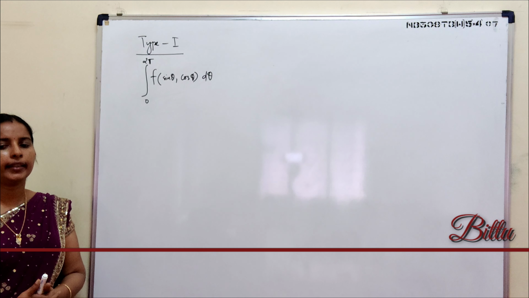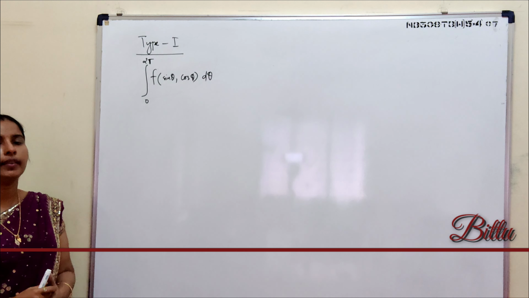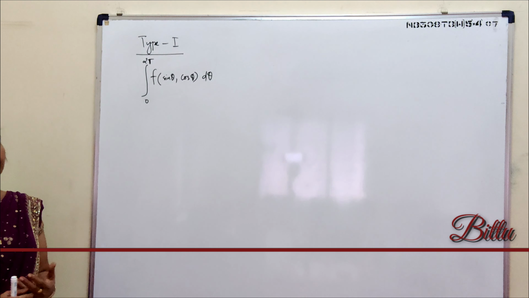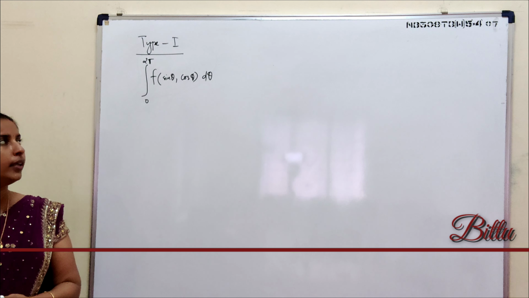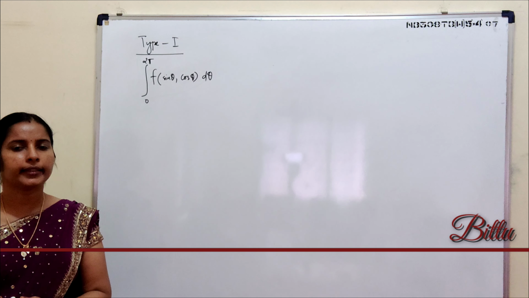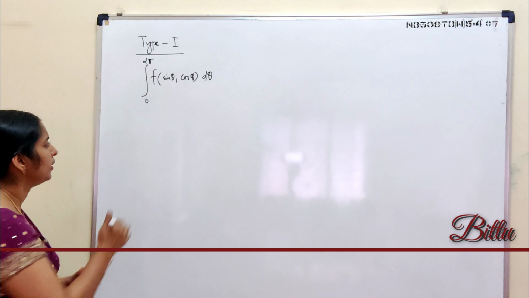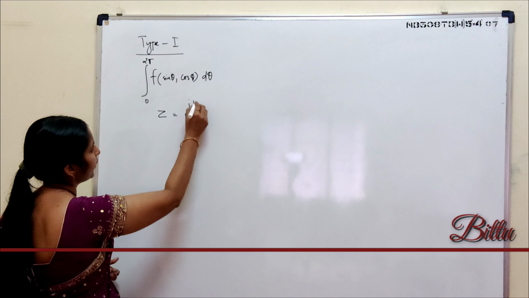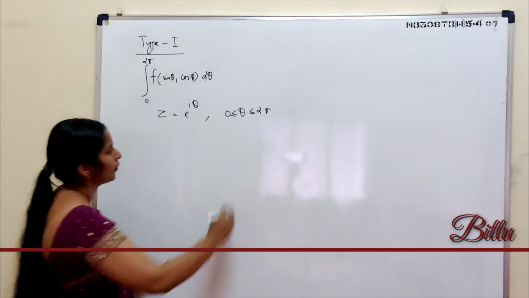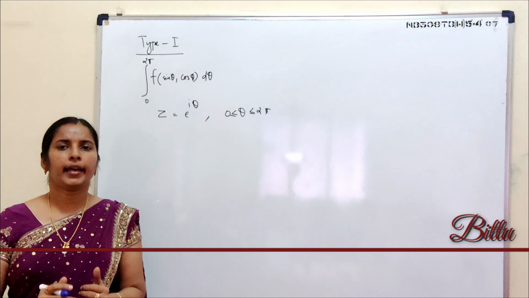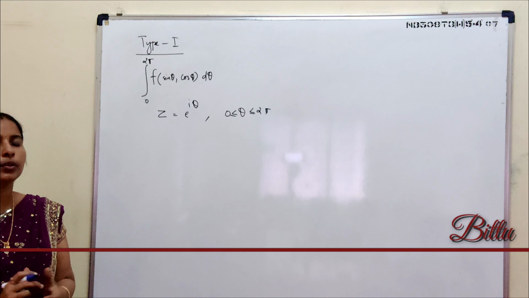Our first type of real integrals is integral 0 to 2 pi f of sin theta, cos theta d theta. See here the integral is from 0 to 2 pi and it is a function of sin theta, cos theta. These types of real integrals can be reduced to complex integrals by the substitution z equal to e raised to i theta. Here theta varies from 0 to 2 pi.